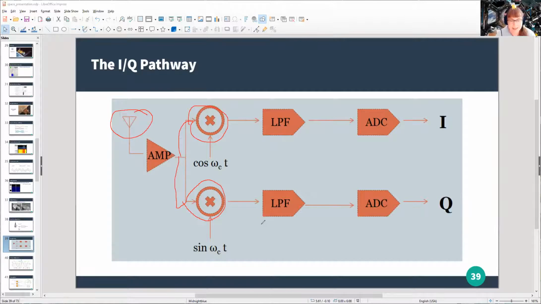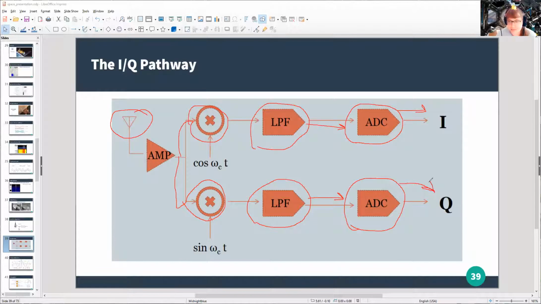We do the same thing again. We go through a low pass filter on both sides, so we only get the lower frequencies. And then the ADC, the analog to digital converter, basically takes the analog signal and turns it into a digital signal. And we get something called I and Q out, like a stereo waveform, essentially. I means in phase, and Q means quadrature. So in phase for the cosine, and quadrature for the sine wave.